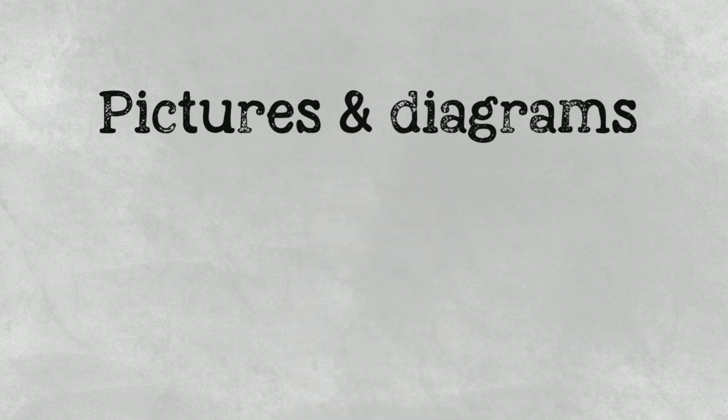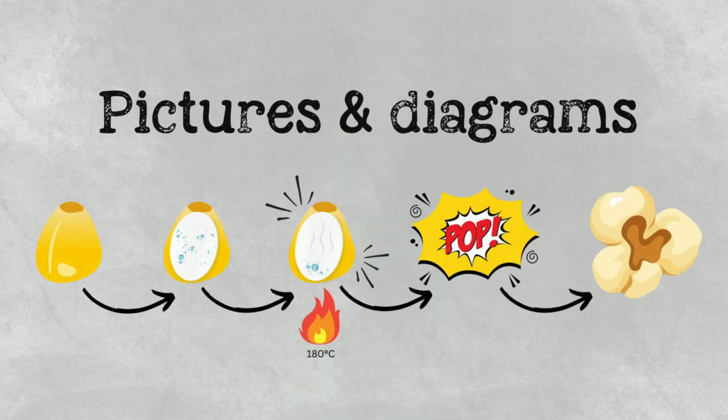Finally, it's also worth adding pictures and diagrams. These can help explain the process visually, making it easier for the reader to understand each step. A simple label diagram or a step-by-step flowchart can make your explanation much clearer.